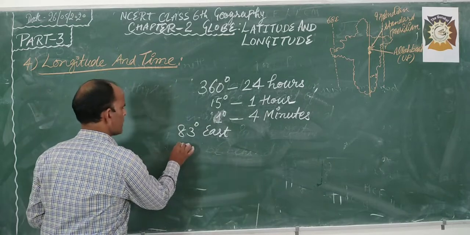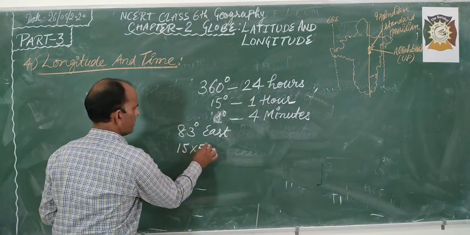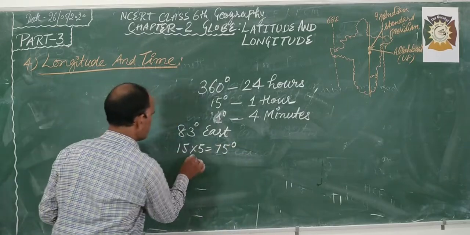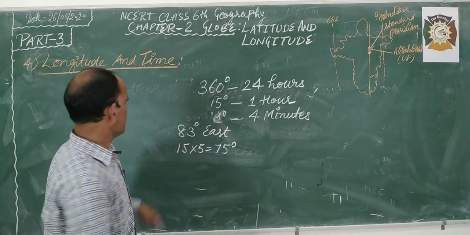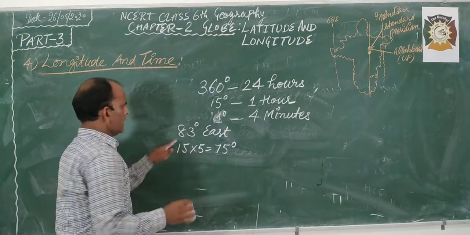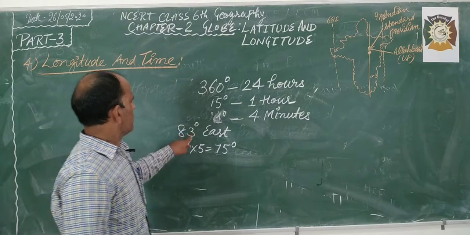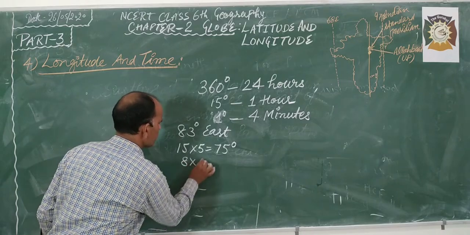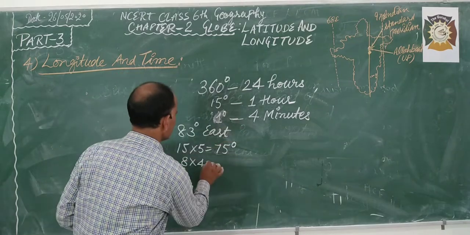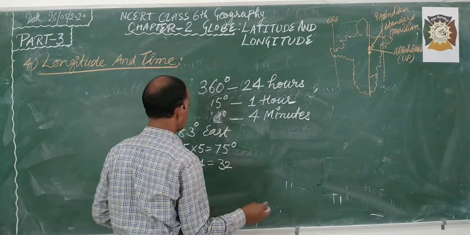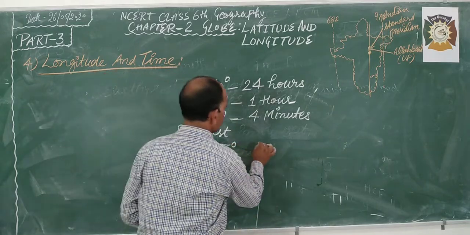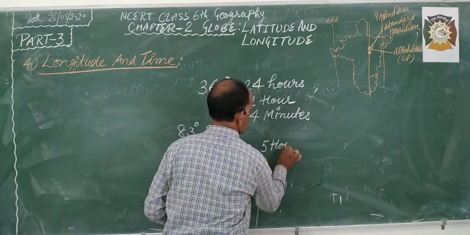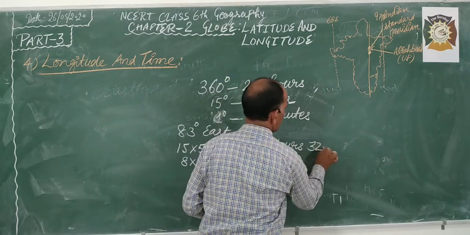So it means 15 by 5, 75 degrees. The rest that is remaining is 8 degrees. So 8 degrees at 4 minutes per degree is 32. So it means the difference between India and England time is 5 hours 32 minutes.